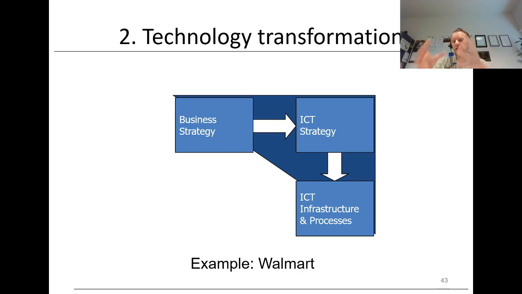That led to a new type of ICT strategy because they built this new warehouse, right? So they built this new warehouse that was fully automated. It was embedded with all kinds of state-of-the-art IT technology like robots, like sensors, etc. And that then needed to be operationalized using ICT infrastructure and processes. This is what we call technology transformation.